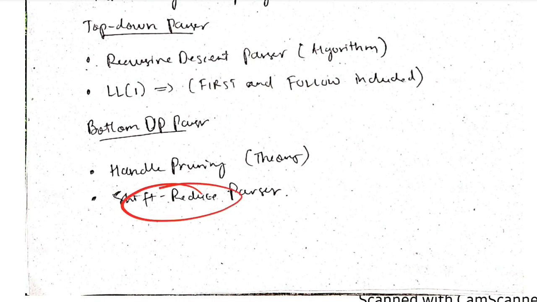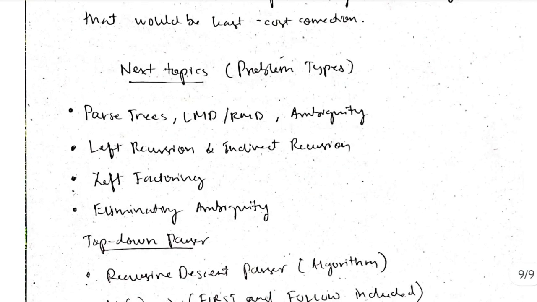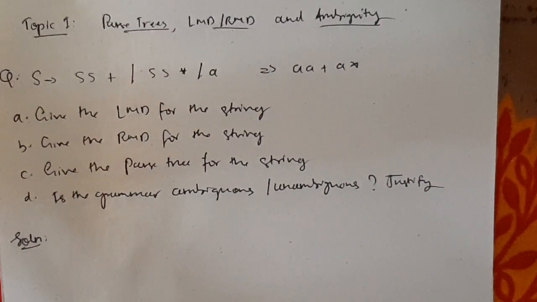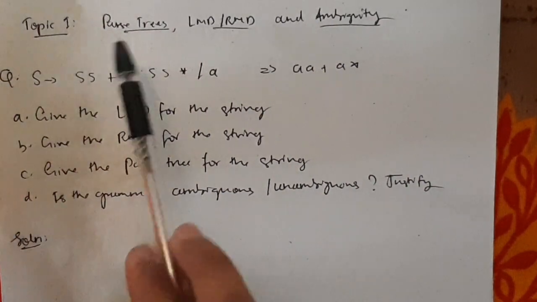Finally, we have the shift reduce parser. This is also just a problem concept, not theoretical. You need to know the steps, and you will be easily able to solve it in the exam, if they ask. Then we have handle pruning, which is a theoretical concept, and that we will be seeing in the upcoming topics. So let's get started with the first topic, which is how to draw the parse trees, LMD and RMD, and ambiguity. Okay, so this is the first topic, which is parse trees, LMD, and ambiguity.